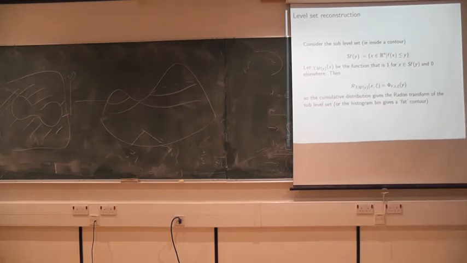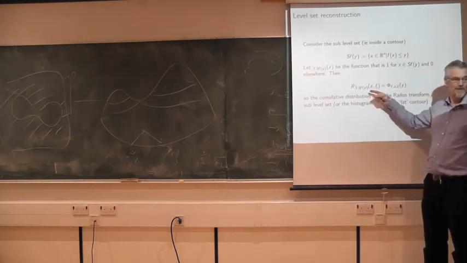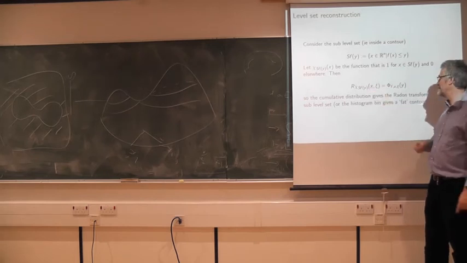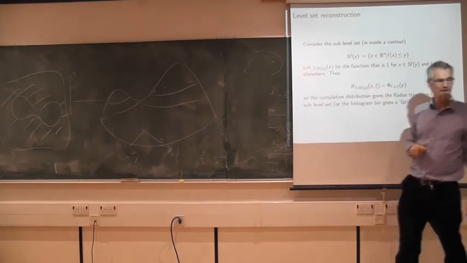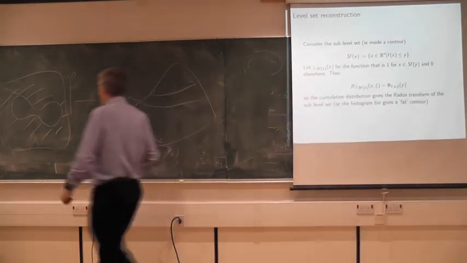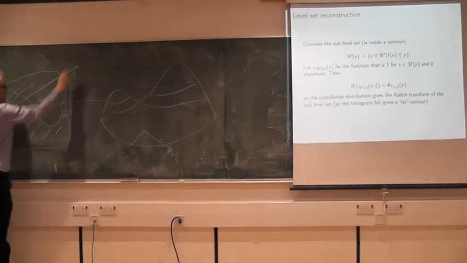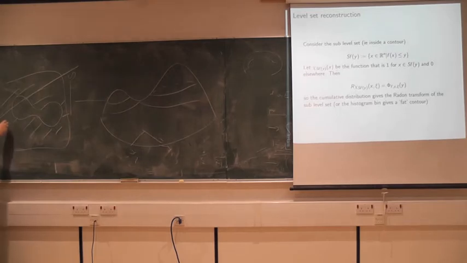So here's my second kind of neat observation. If you take the Radon transform of the sub-level set, that's just a cumulative distribution. So let me draw that. Here we have a line, and my characteristic function is just 1 here and 0 here. So the Radon transform just measures how much of the line is in the 1. That's what the Radon transform of the characteristic function does.